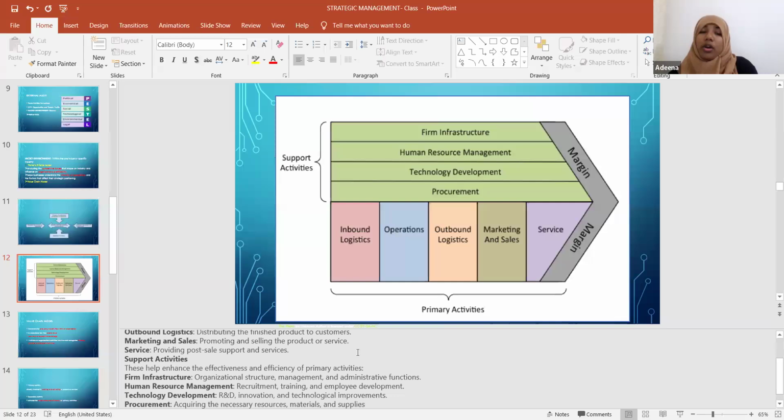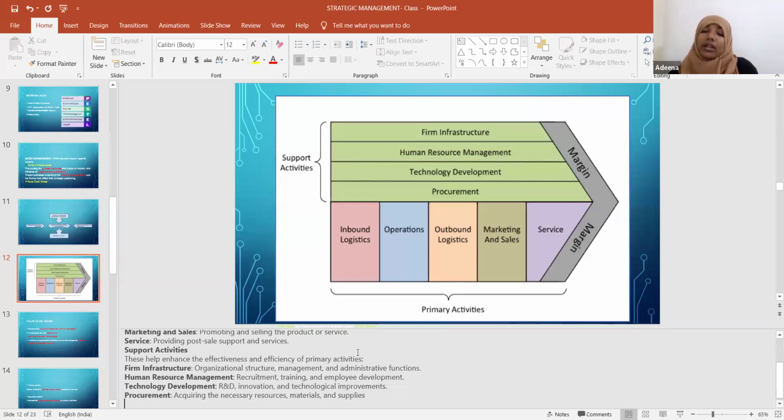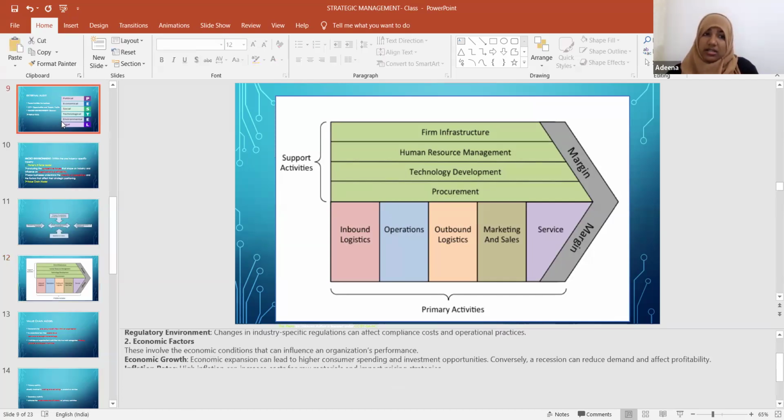And the last is the procurement stage, that is acquiring the necessary resources, materials, supplies, etc. So the primary activities as well as the secondary or subsidiary or supporting activities need to be analyzed while setting the organizational strategy. So we have seen the formation strategy levels, the strategic intent.